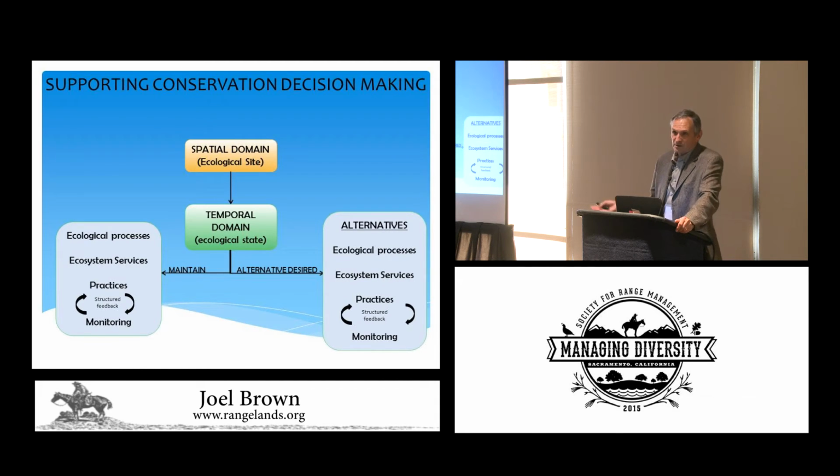Are you going to maintain what's out there? Are you happy with what's out there? It may be giving you what you want. There's a set of ecosystem services that are associated with that spatial temporal domain. If you like them, stick with them. That state and transition model and that ecological site description should tell you which practices, in detail, you need to apply to maintain those ecological processes and those ecosystem services that support that state. There should also be monitoring prescriptions that go along with that, with some structured feedback.